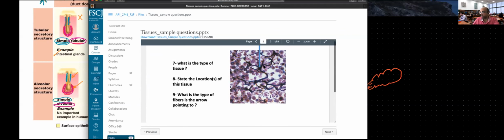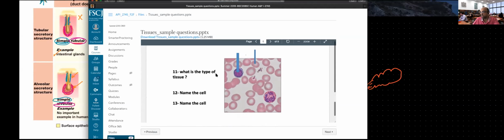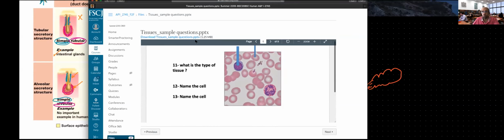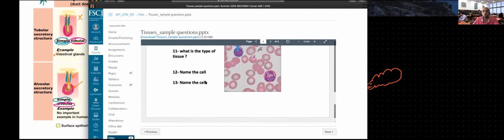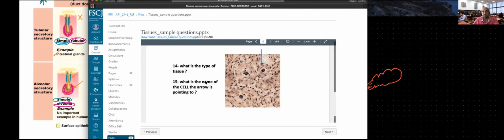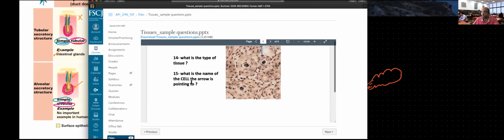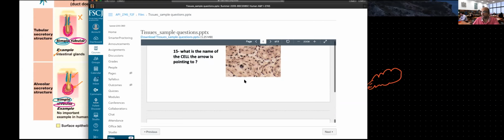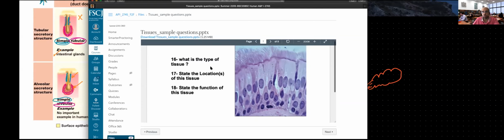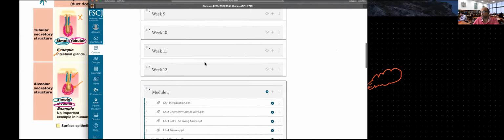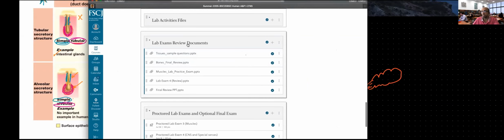All right, so we're looking here at the tissue sample questions, and this will give you an idea about how the questions on the actual lab exam are going to be addressed. So it's very important to practice, test yourself using those questions. Again, you go to lab exam review documents, tissue sample questions. Those are how the question is going to be addressed in your lab exam.